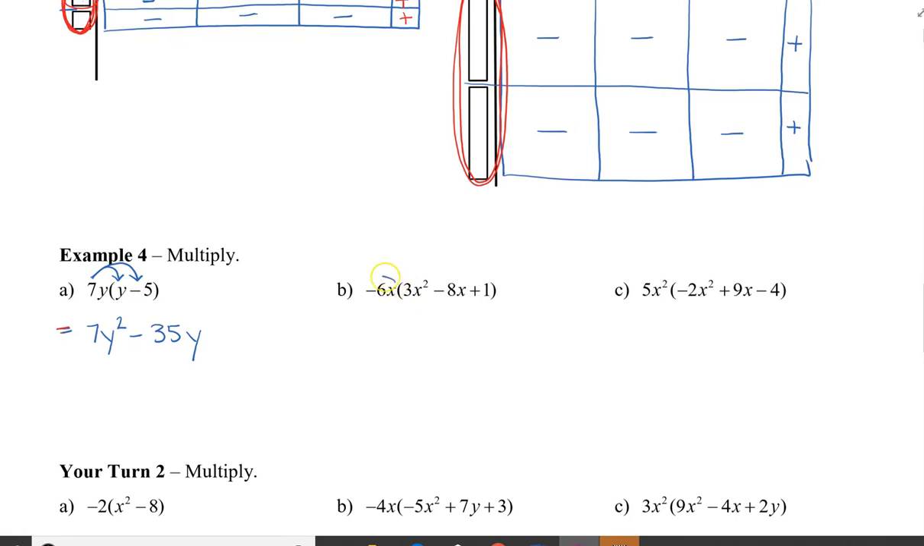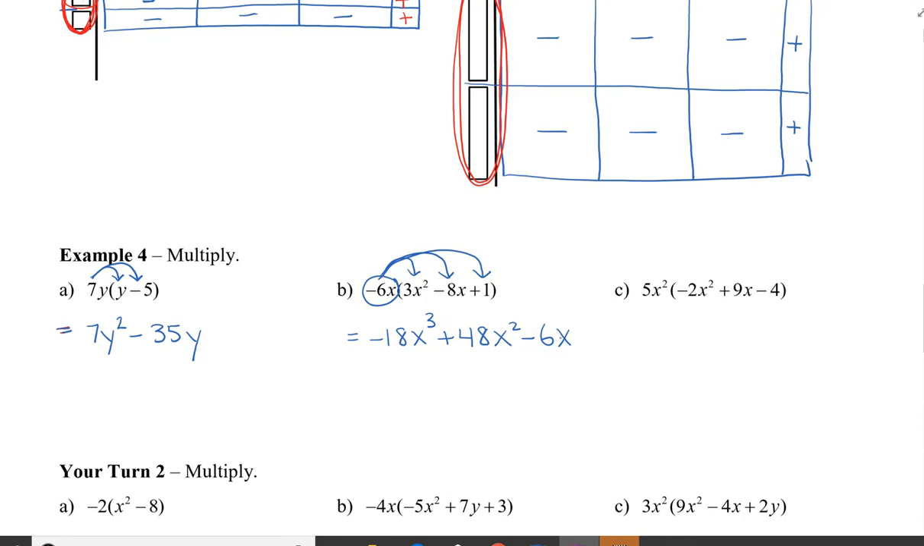In the second one, we're going to take negative 6x times 3x squared. So that's going to be negative 18. And then x times x squared, we're going to add our exponents, and that's going to be 3, because we have x to the 1 times x to the 2. Next, we're going to multiply negative 6x times negative 8x. So negative 6 times negative 8 is positive 48. And then we have x times x, which is x squared. And then finally, we have negative 6x times our positive 1, which gives us negative 6x.